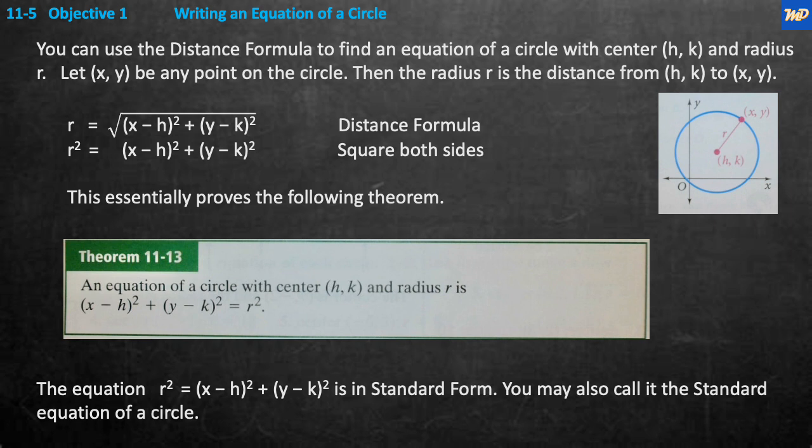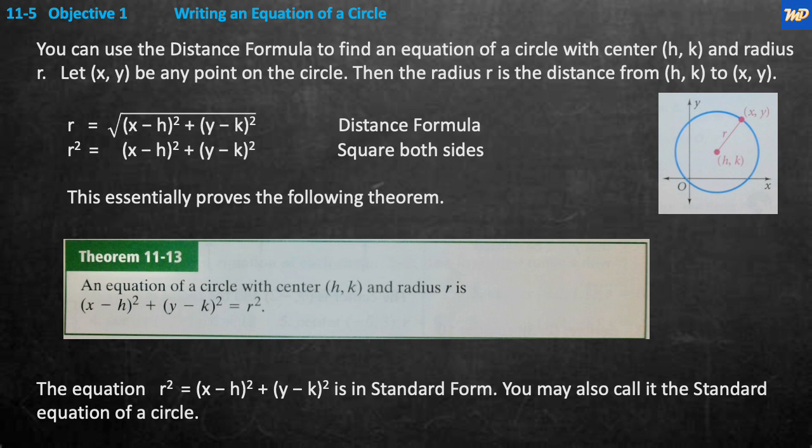So the equation r is equal to the square root of the quantity x minus h squared plus the quantity y minus k squared. And that's your distance formula, remember it? Or we can square both sides and we get r squared is equal to the quantity x minus h squared plus the quantity y minus k squared. That's the formula that we're looking for here, which is the equation of a circle. This essentially proves the following theorem.